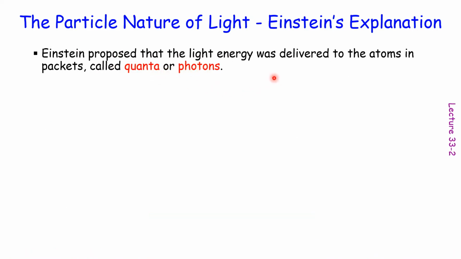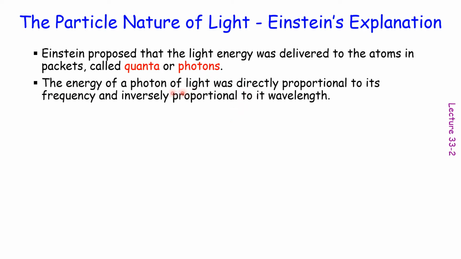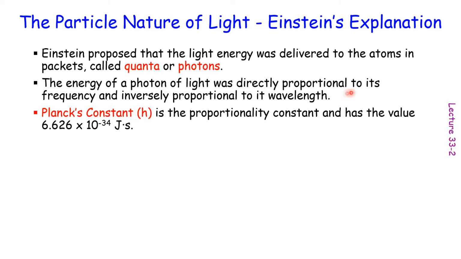Later on, Einstein proposed that light energy is delivered to the atoms in packets called photons. The energy of a photon is directly proportional to the frequency of the radiation, and of course inversely proportional to wavelength. That proportionality is a constant. We call that constant Planck's constant. It carries a value of this much. The unit is joules second.